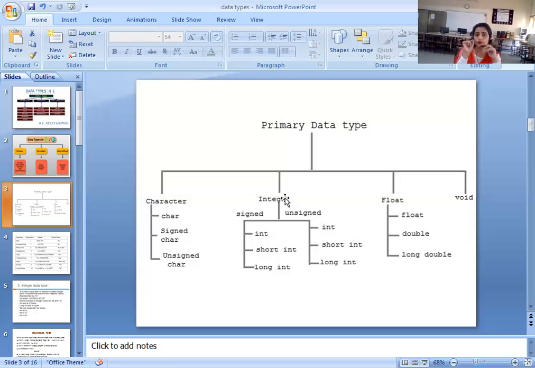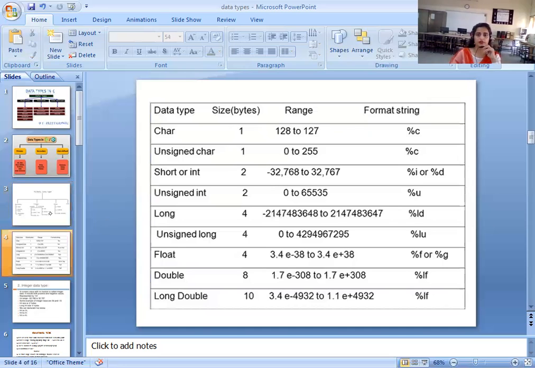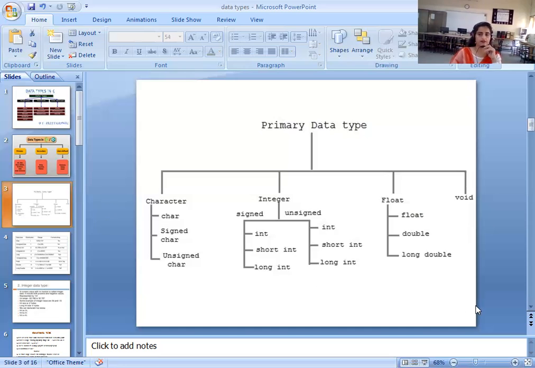If we need to use negative numbers, then we have to mention here signed, and then only they will be considered. Otherwise the negative term will not be considered. Okay, so unsigned is by default, so you don't have to write unsigned. If you will write int, if you will write short int, if you will write long int, anything, right?